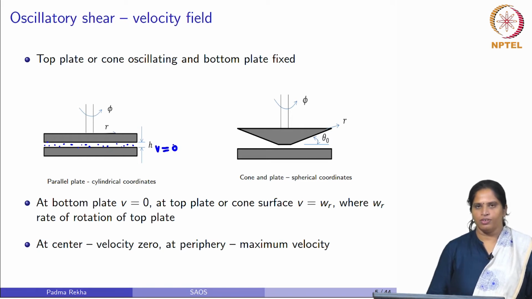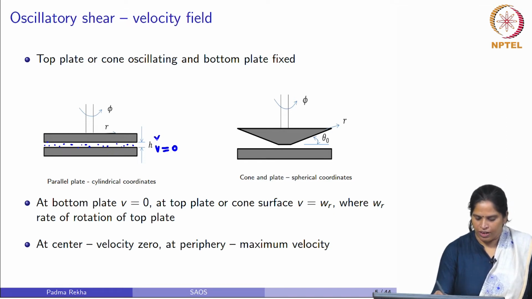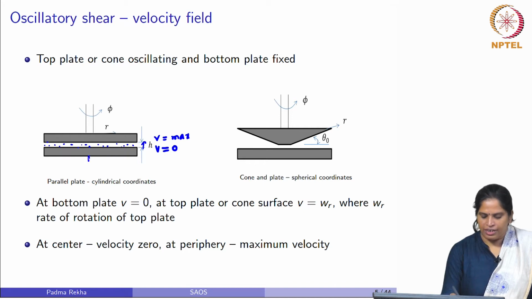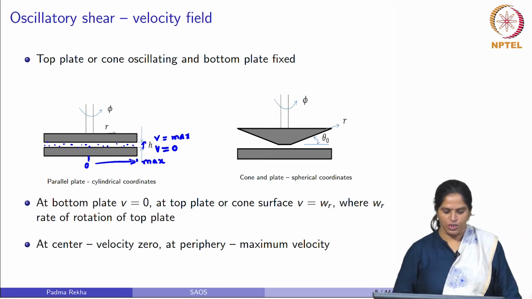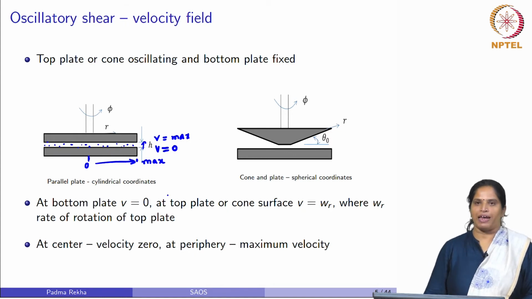Velocity will be 0 at the bottom plate. So, if the top plate is oscillating, the velocity will vary from 0 to maximum as the height varies from 0 to maximum, from bottom to top. Likewise, the velocity of a particle at the center will be 0 and the velocity of a particle at the periphery will be maximum. So, when you move along the radius, the velocity of a particle will vary from 0 to maximum. So, this is in case of a parallel plate system.